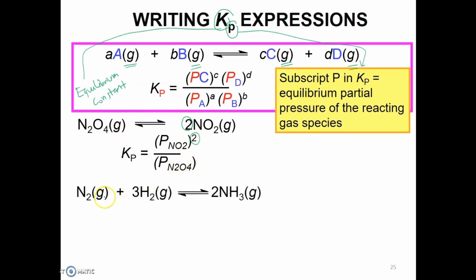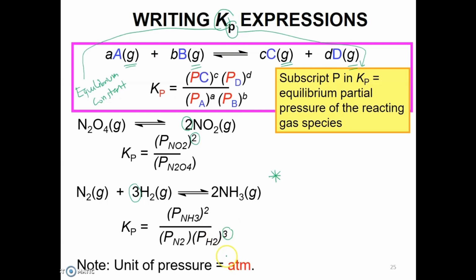Here we have nitrogen gas plus 3 hydrogen gas produce 2 ammonia gas. And reminder once again, before we write the Kp expression, you should check that the reaction has already balanced. So the Kp expression for this reaction above is the partial pressure of ammonia gas raised to the power of 2 since the mole coefficient is 2 over the partial pressure of nitrogen gas times the partial pressure of hydrogen gas raised to the power of 3 since the mole coefficient for the hydrogen gas is 3.